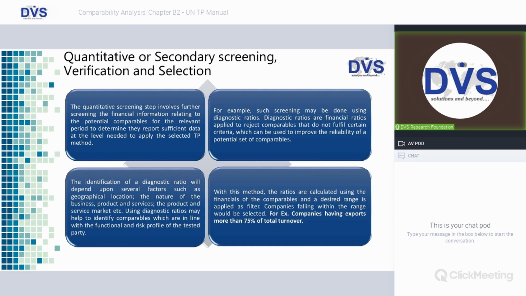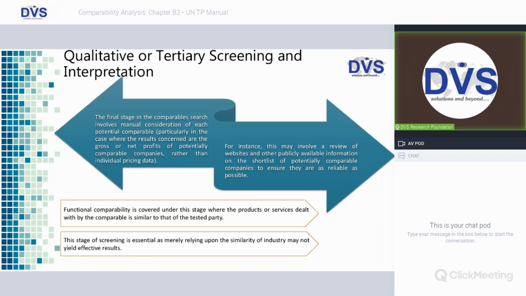After primary screening comes secondary screening. As I said, it involves further screening of the financial information relating to the potential comparables. It would be like, say, the products and services, the market it caters to, the financial information availability, and then the turnover criteria, or say export criteria.